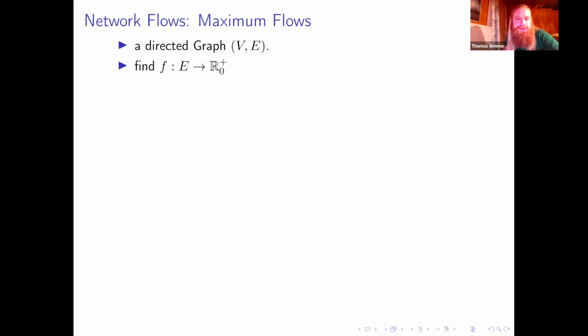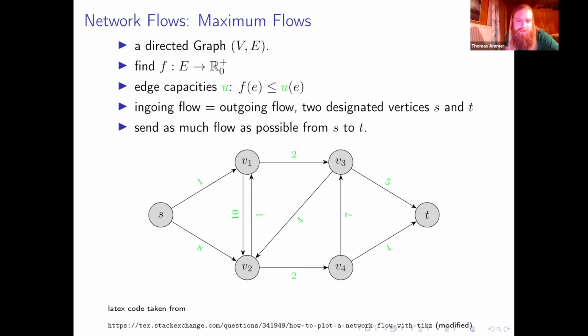So I already introduced the problem of maximum flows, which means, well, we have a graph, a directed graph. We want to assign non-negative reals to the edges in that graph. Those reals are called the flow. The flow along an edge should not exceed the capacity. For all vertices except sources and targets, the ingoing flow to a vertex should equal the outgoing flow. So for all ingoing edges, we sum up the flow, and that should equal the sum of the flow along the outgoing edges. Okay, and that's flow conservation.